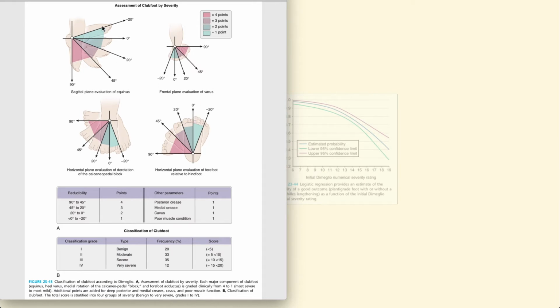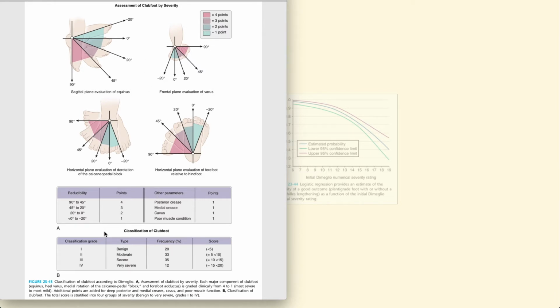Now each of these pictures here has different points. You can see here that the one in red has 4 points of value, and the ones in this turquoise color have a 1 point value. So each time your patient comes to you, you can place them in one of these positions and give them a certain score for each of these 4 pictures.